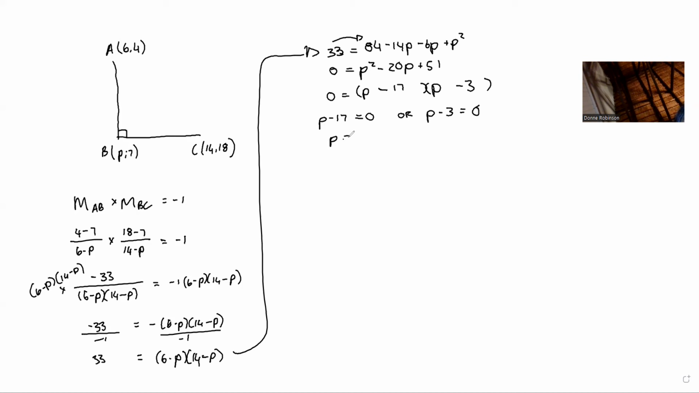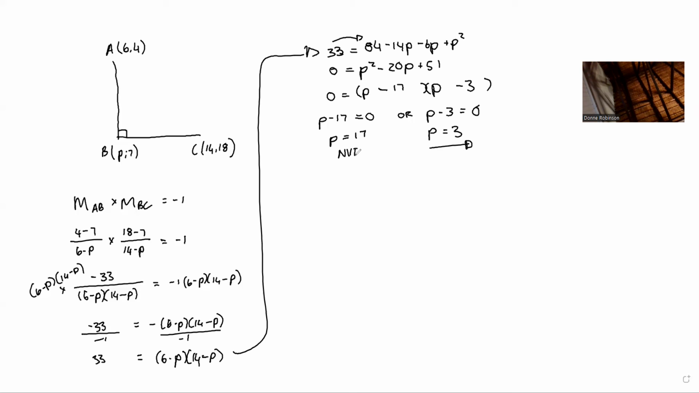So p could either be 17 or p could be 3. Now, obviously, we know that it's not 17 because they said that p is smaller than 10. And that's how you work out A.